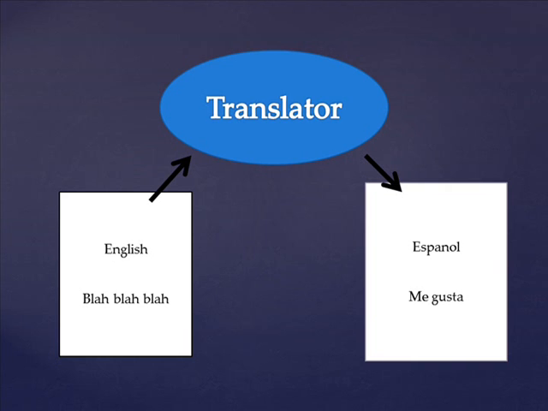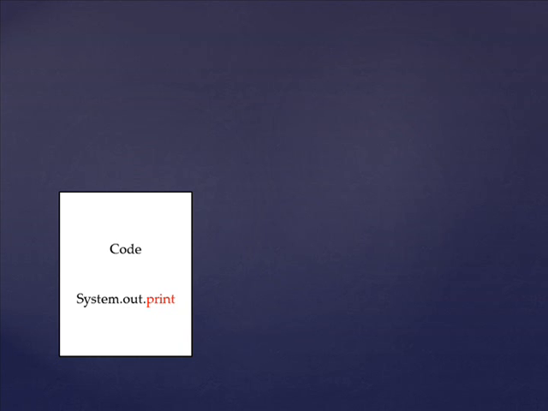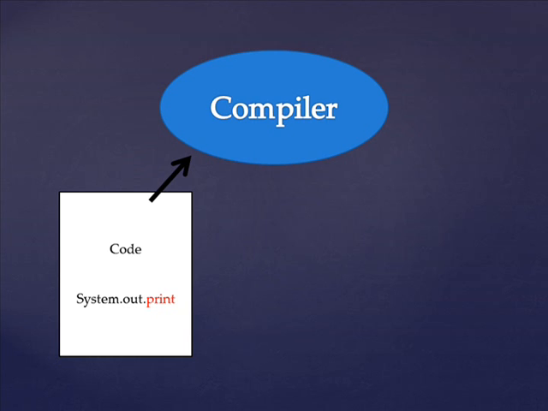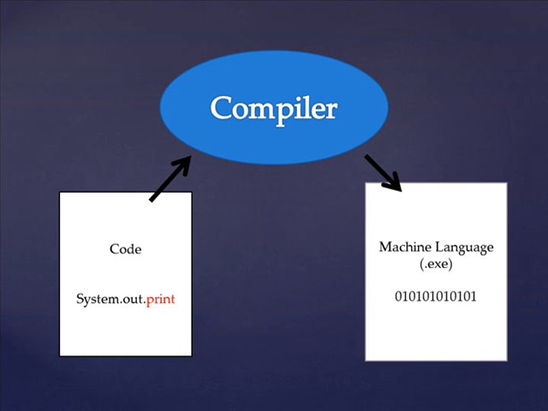When I'm programming, I write down my thoughts using a computer programming language into any old text file, and then I send that file to a program called a compiler, which works just like a translator in that it returns to me the machine language or the executable that I can now run on my computer.